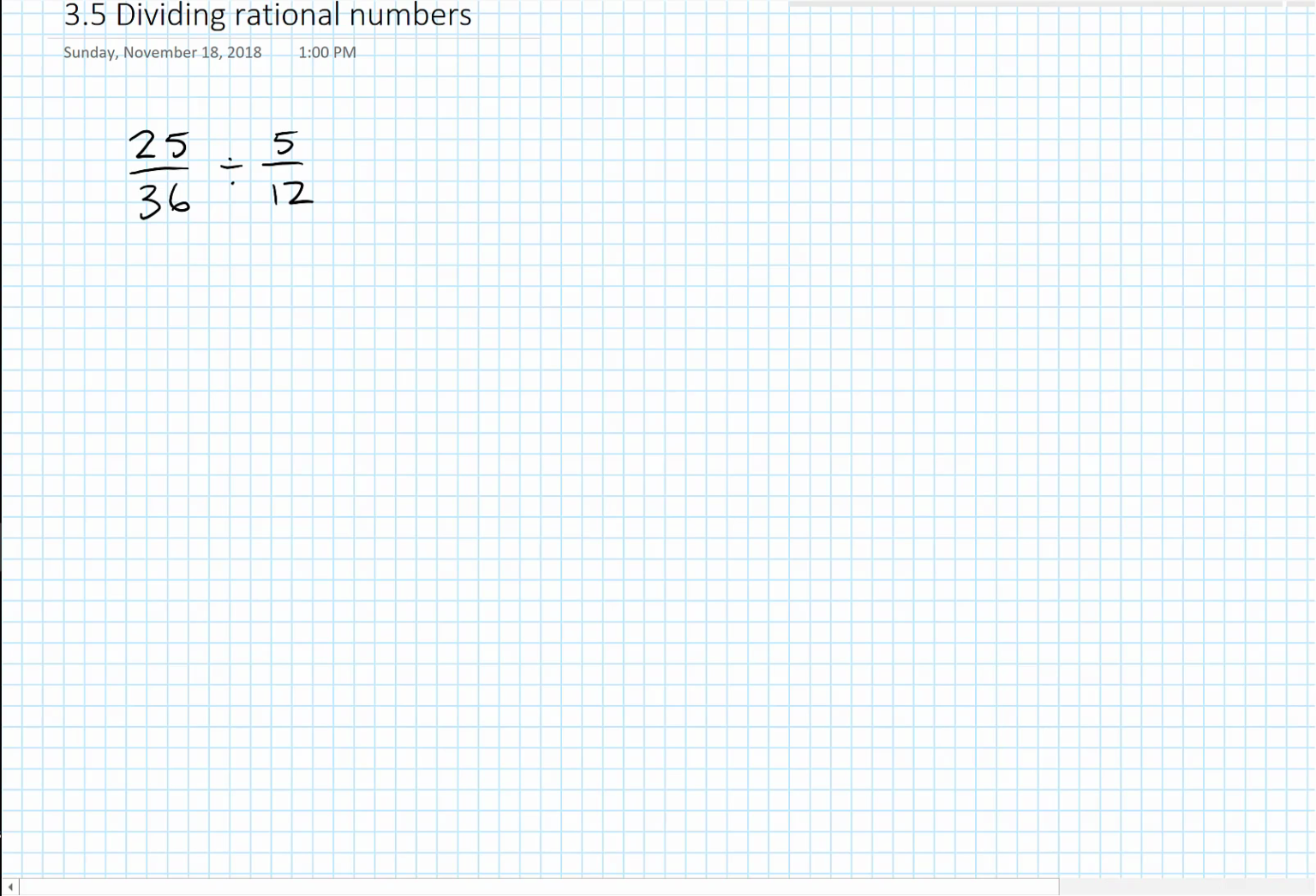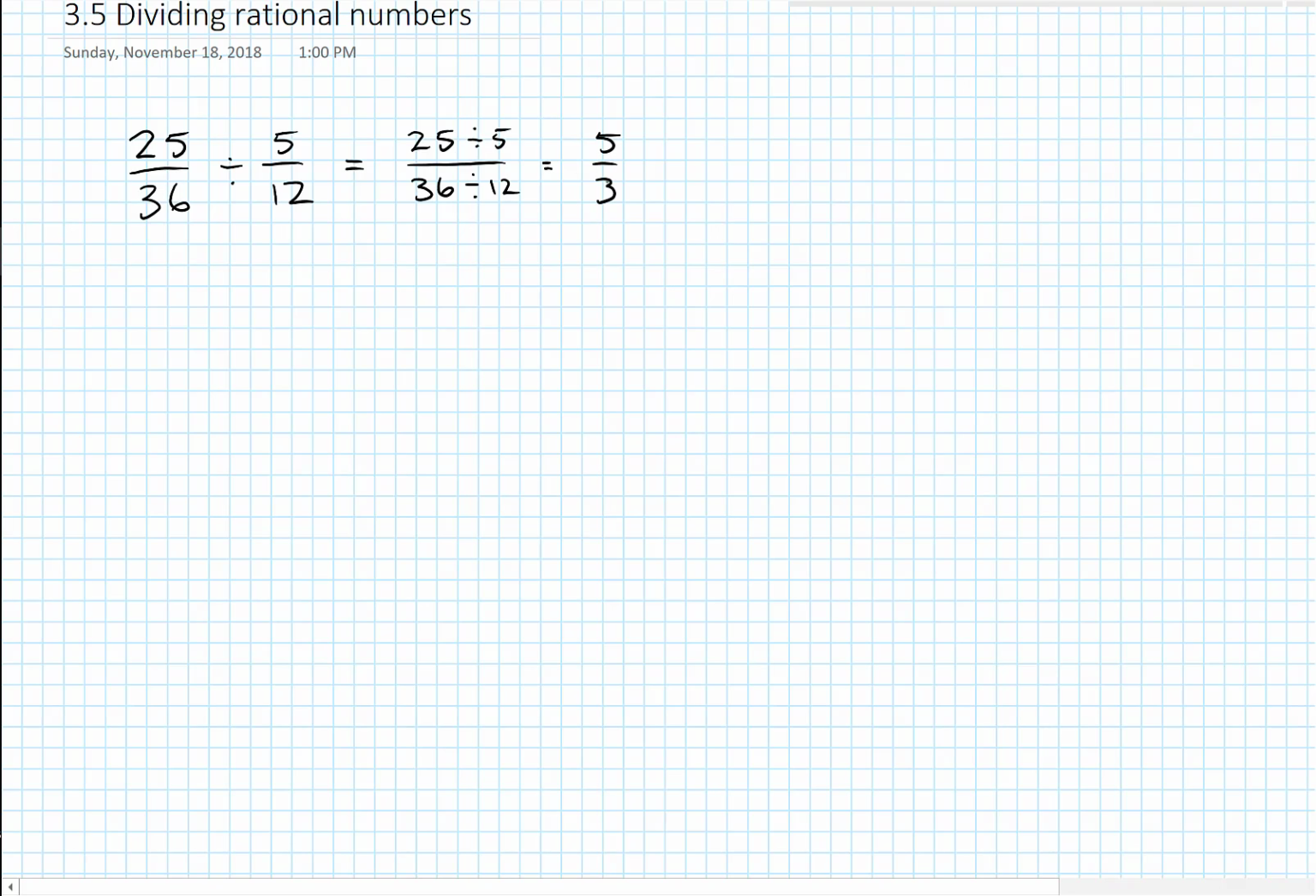But you may be wondering, why can't you just do the same thing you do with multiplication? In other words, why can't you just divide the numerators and divide the denominators? Well, it turns out you can. So here in this example, we've got 25 over 36 divided by 5 over 12. And why not just do 25 divided by 5 on the top and 36 divided by 12 on the bottom and end up with 5 over 3.